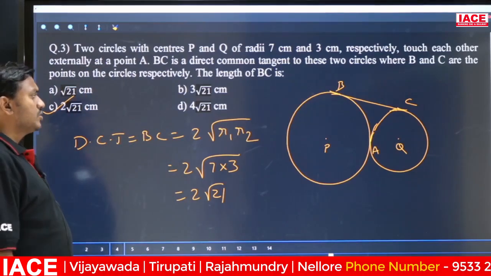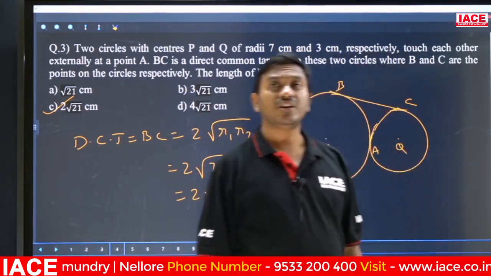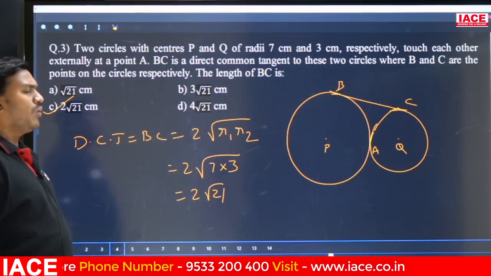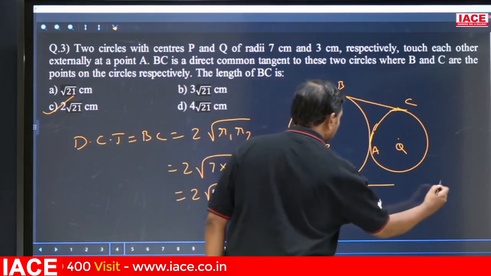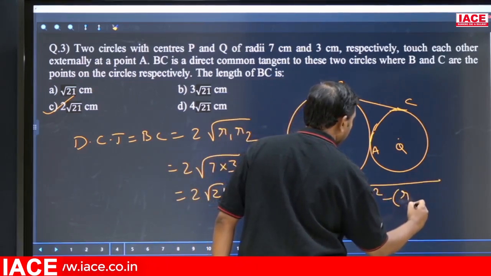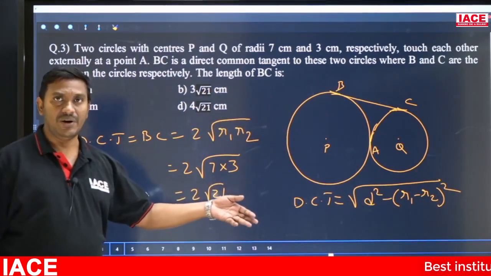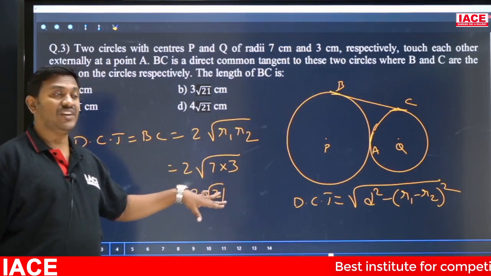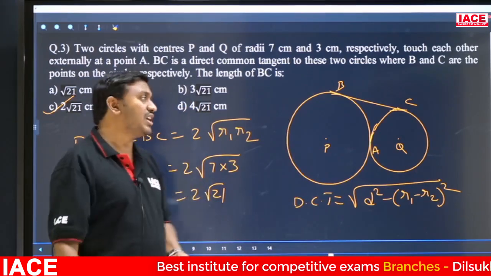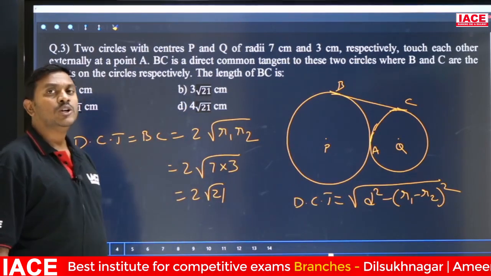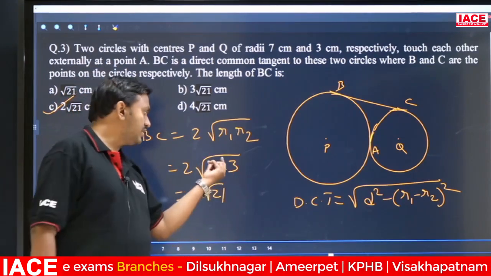A direct question. If two circles touch each other externally, the direct common tangent formula is 2 root R1 R2. The general direct common tangent formula is the square root of d squared minus (R1 minus R2) whole squared. The special case is when the circles touch each other externally; then immediately the direct common tangent is 2 root R1 R2. Both R1 and R2 we know, so we can directly substitute the values.